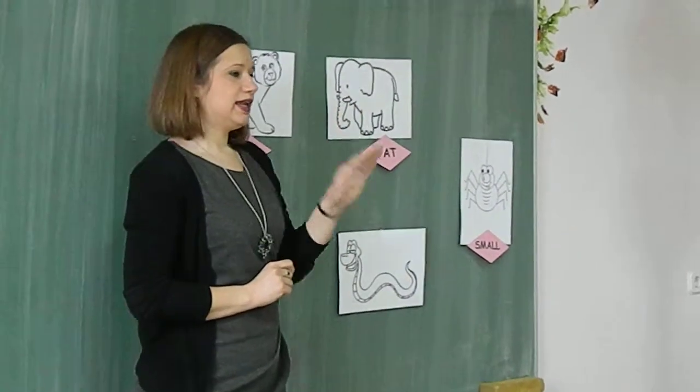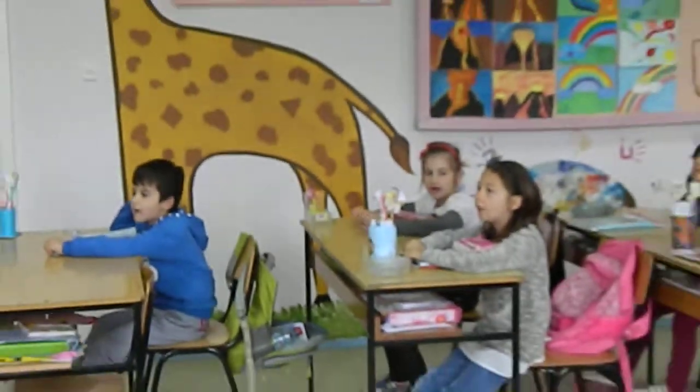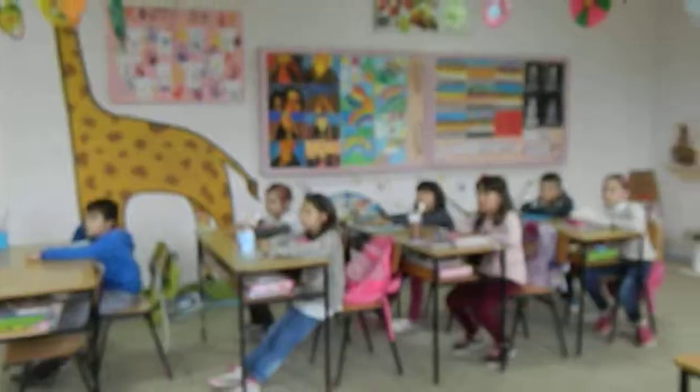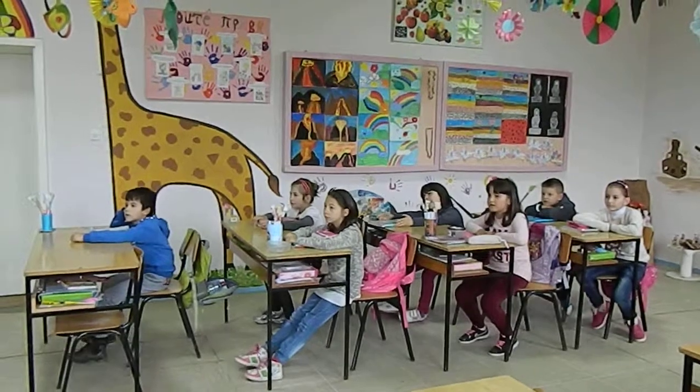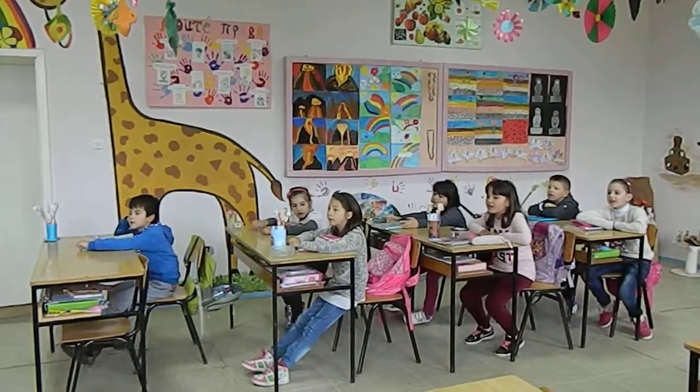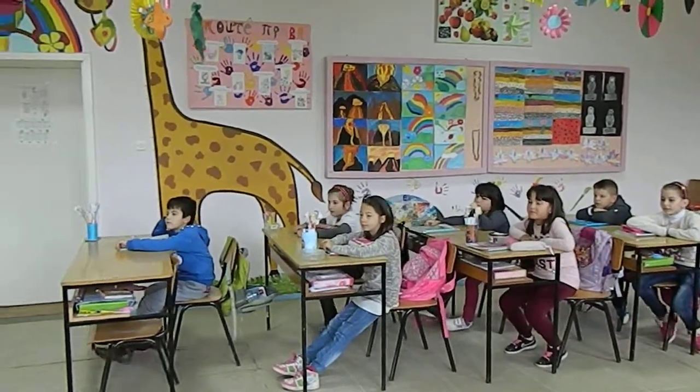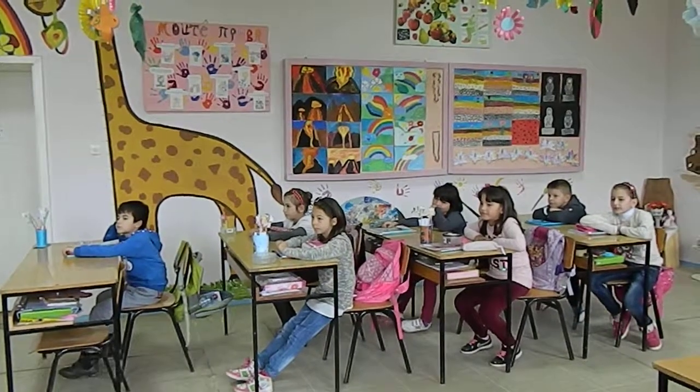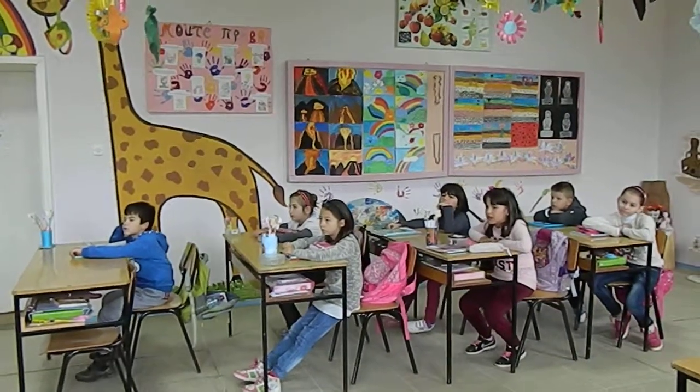Fat elephant. Okay, now just listen and we'll say a whole sentence. It's a fat elephant. Okay, once again. It's a fat elephant. Okay, good. Well done. Now look at this word here. Can you read what it says?